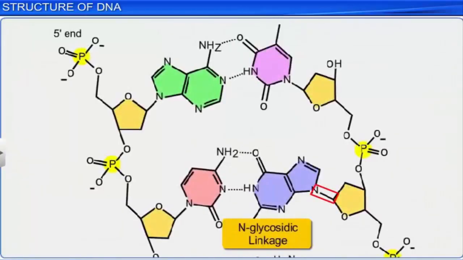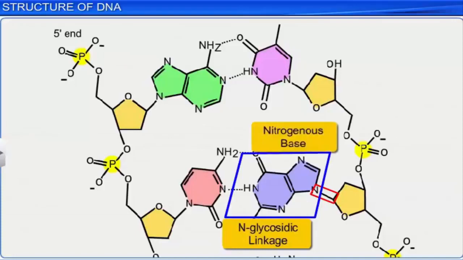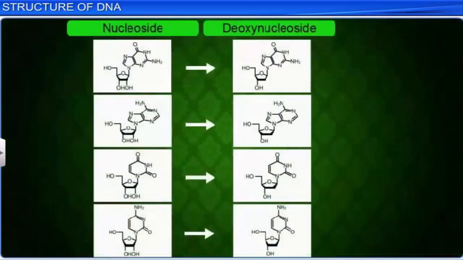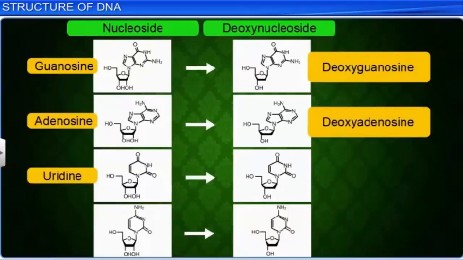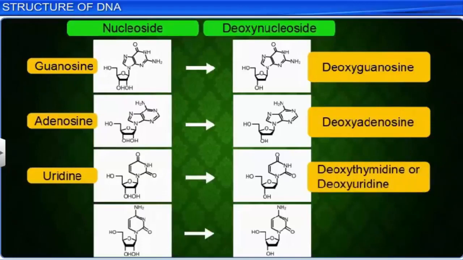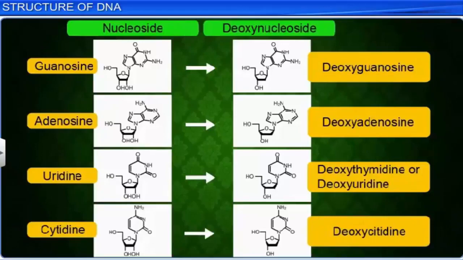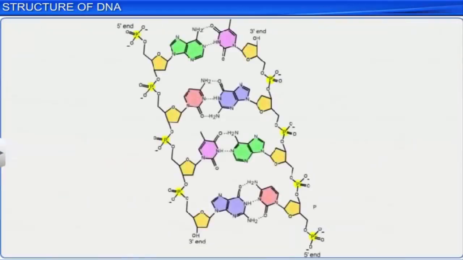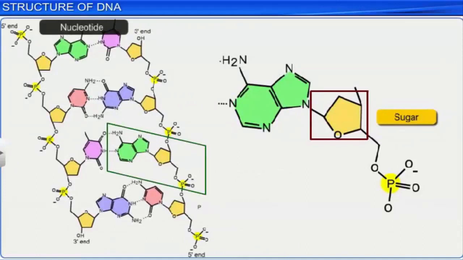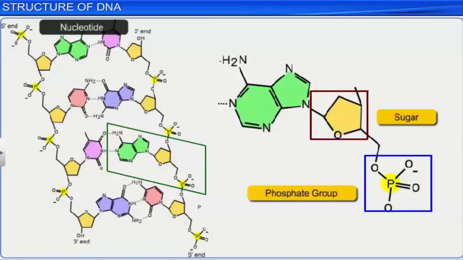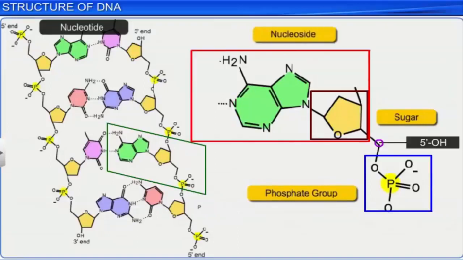Now, through an N-glycosidic linkage, a nitrogenous base is linked to the pentose sugar, forming a nucleoside, which can be guanosine or deoxyguanosine, adenosine or deoxyadenosine, uridine or deoxythymidine, and cytidine or deoxycytidine. Conversely, depending on the sugar present, a nucleotide or a deoxynucleotide is formed when a phosphate group is linked to the 5' OH of a nucleoside through the phosphoester linkage.